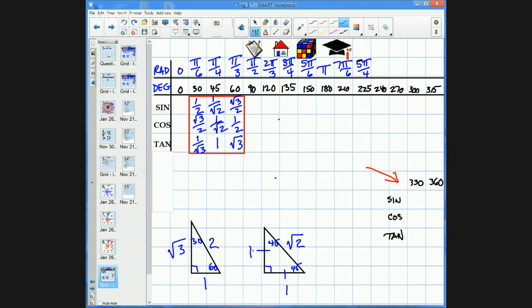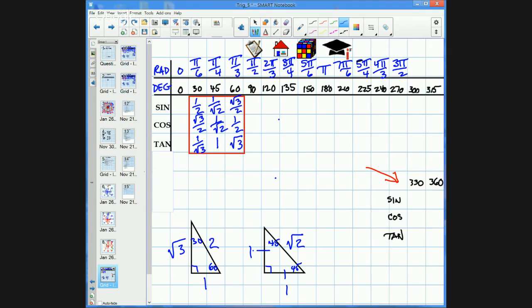240 is what? 60 degrees past pi. What's 60 degrees? Pi over 3. So what's pi plus pi over 3? 1 1/3 pi. 4 pi over 3. 270, that's what? Just 1.5 times, each halfway around is pi. All the way around is 2 pi. What's halfway between pi and 2 pi? 1.5 pi. 3 pi over 2.